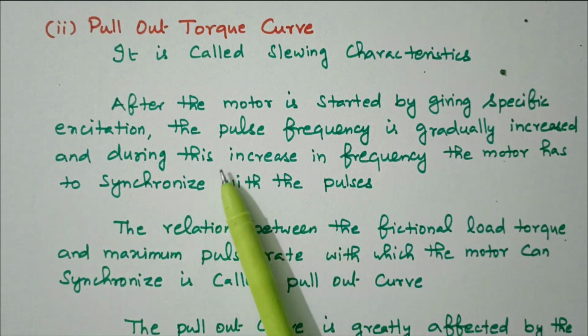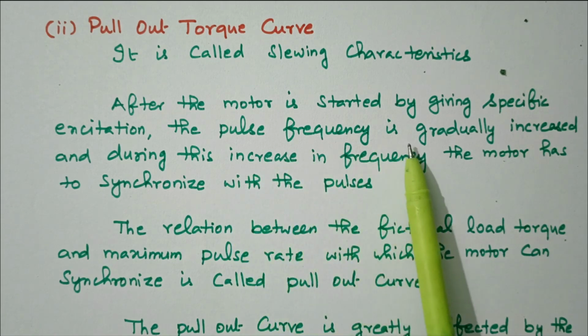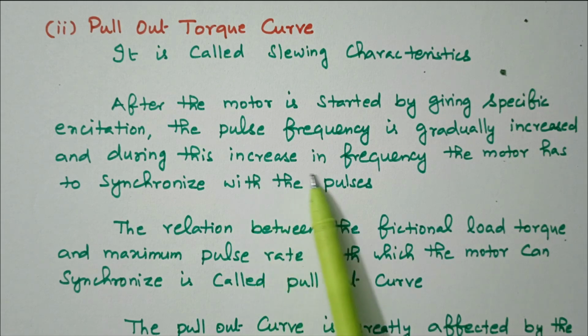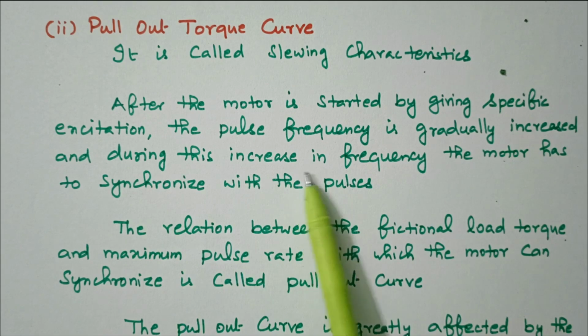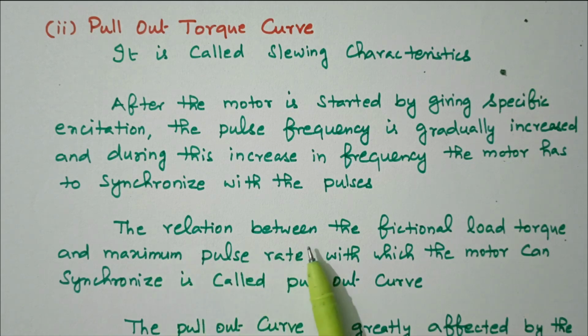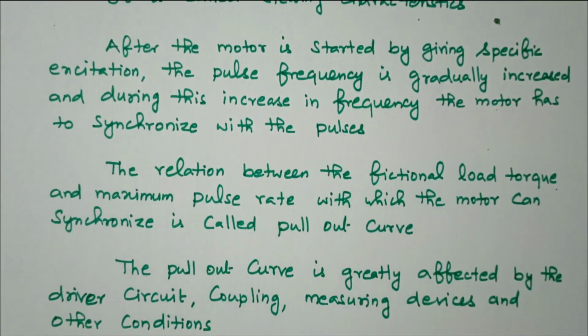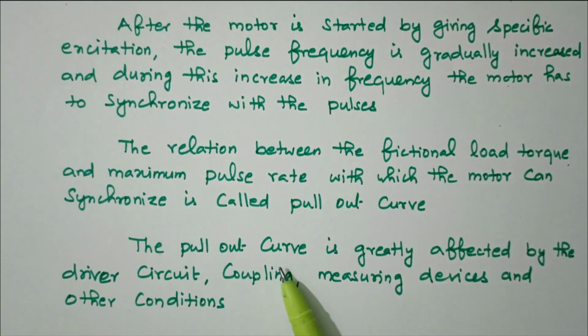So while giving the pulses, we are gradually increasing the frequency, and this frequency should synchronize with the pulses. During the increase in frequency, the motor must synchronize. The relation between frictional load torque and the maximum pulse rate at which the motor can synchronize is called the pull-out curve. Under control is the pull-in torque; pull-out curve means it is fully synchronized.